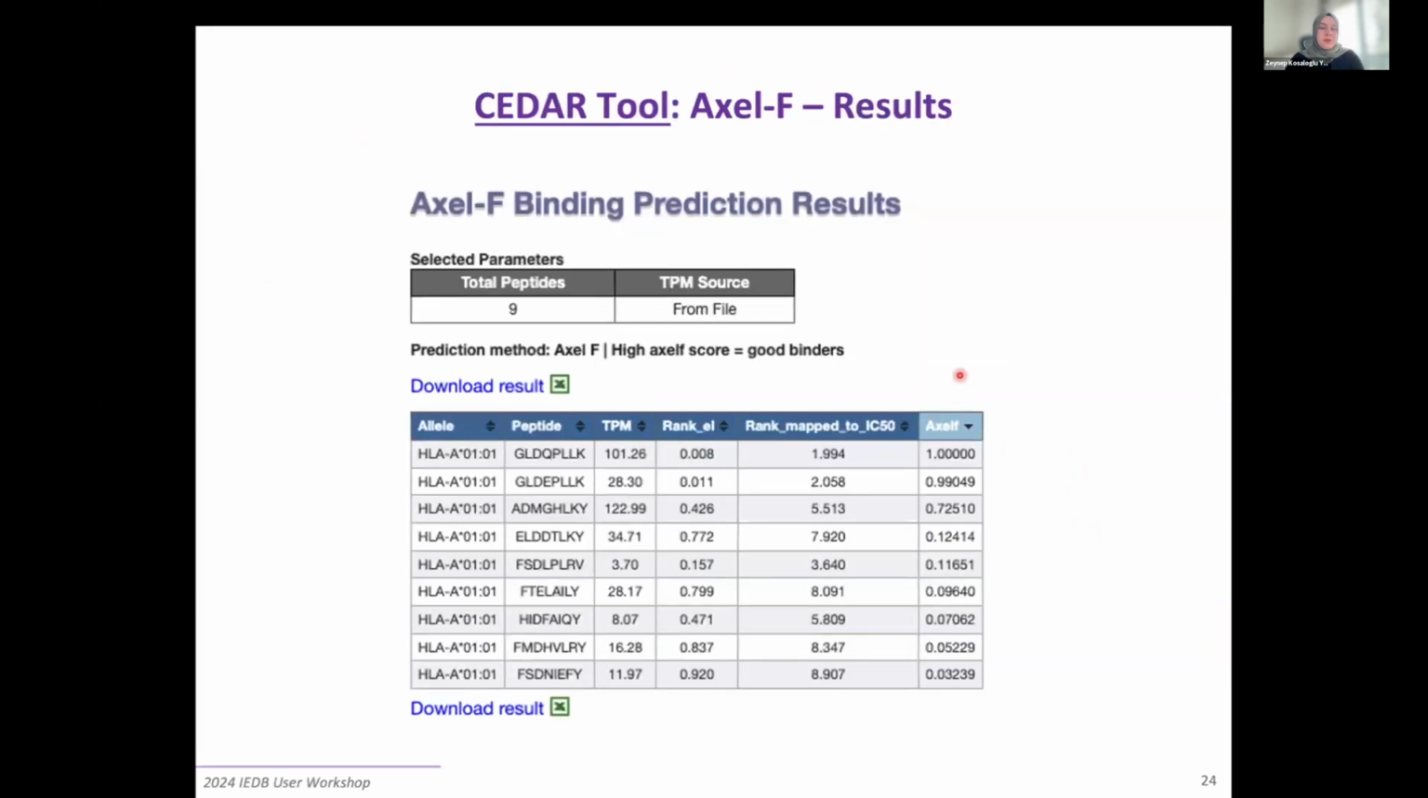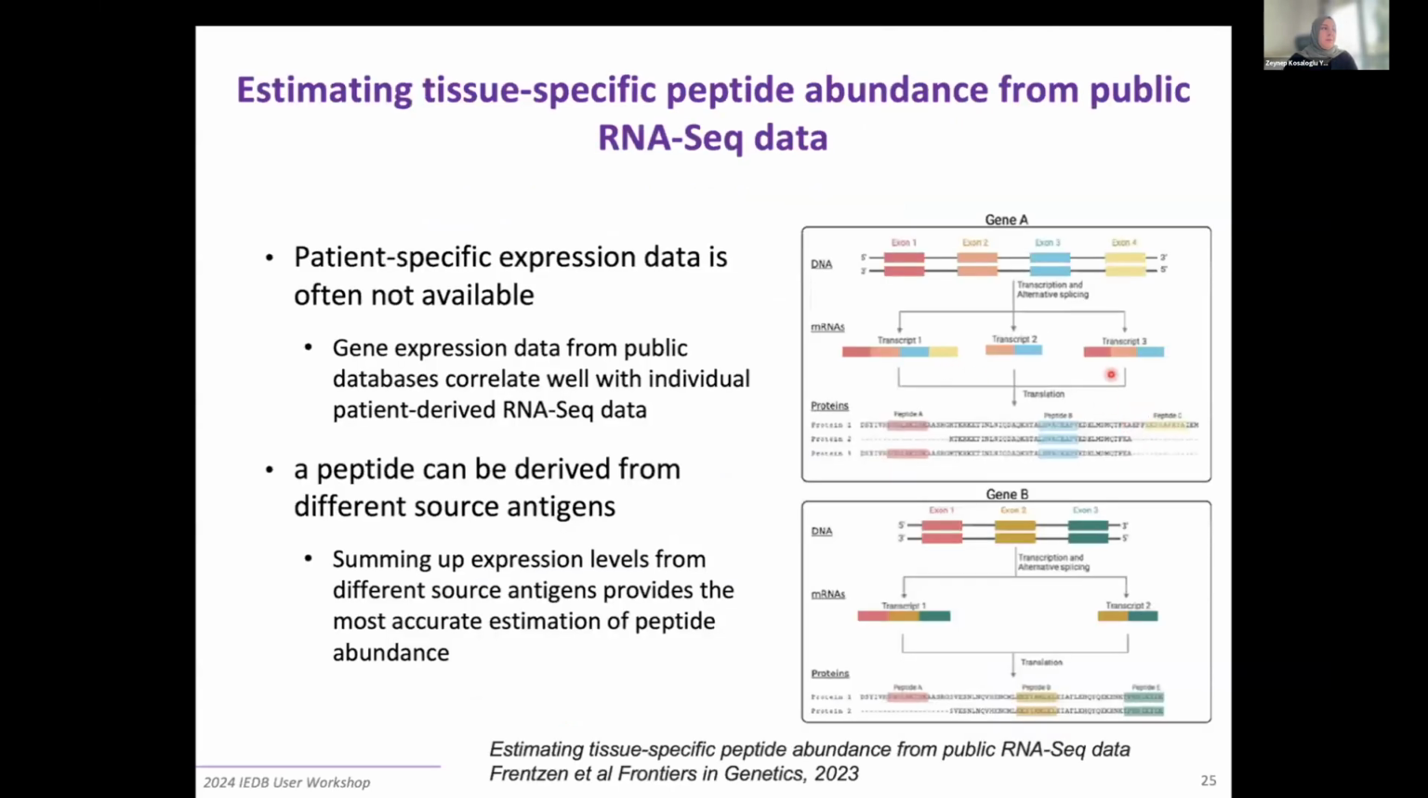So the result again looks really similar to the MHC class 1 binding predictions. We have the peptide and the allele, but now we also have the TPM that was used, and then we have our score, which was shown to outperform the regular MHC class 1 binding predictions. So when we were developing this, we noticed that expression values are oftentimes not available for patients. And we used TCGA as a public database to retrieve expression values from.